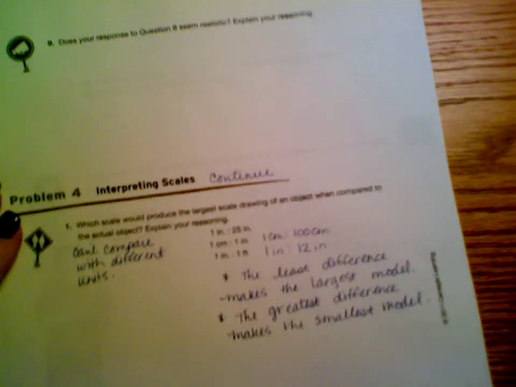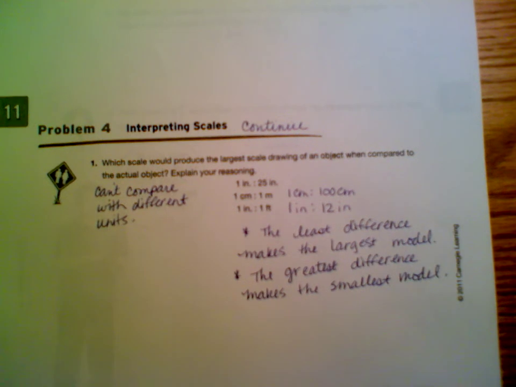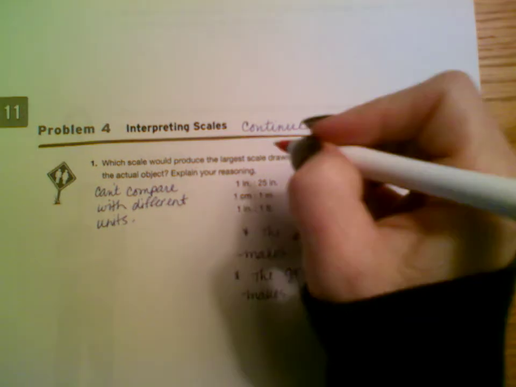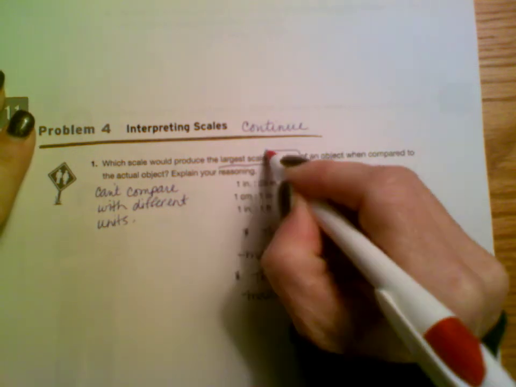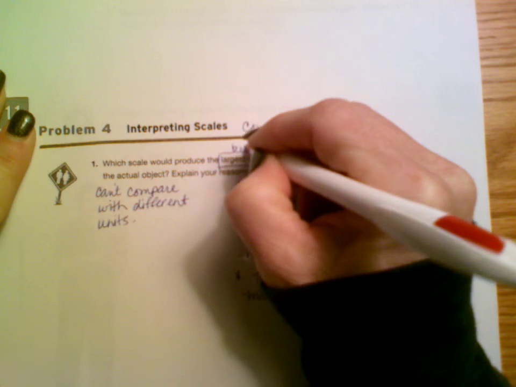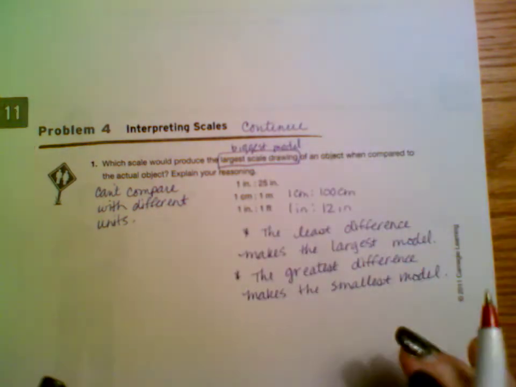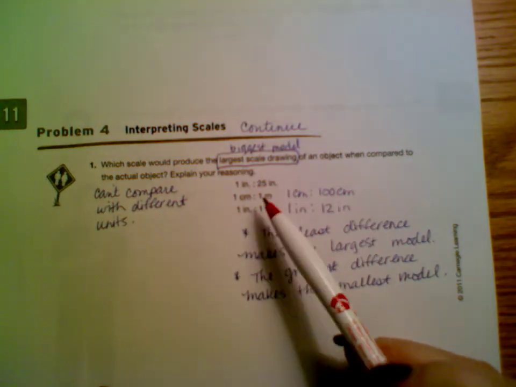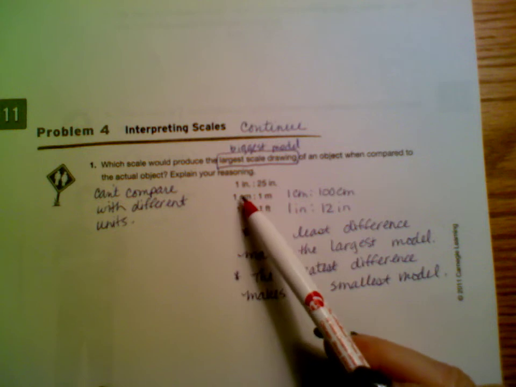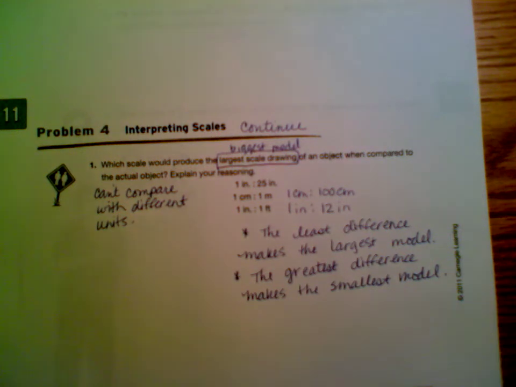So let's go to page 570, problem 4. So it says, which scale would produce the largest scale drawing? So that means the biggest model when compared to the actual. So right here, when I look at all these, there's no way for me to compare them because they're all in different labels. So what I want to do is be able to make them all the same.